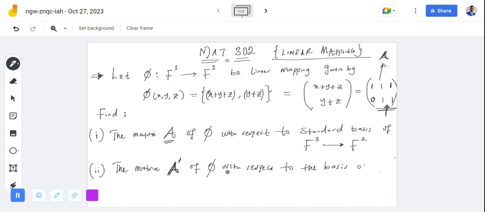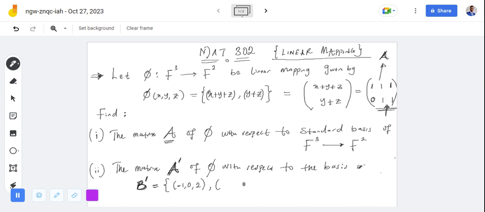So we want to consider another matrix of phi with respect to the basis. Okay, the given basis, let's start with the first one now. This is F3 to F2. The basis for F3 is given to us as, we always use B prime to represent that. Please take note. B prime. A given basis, we always use B prime. Now the given basis of F3 here is given to us as -1, 0, 2.